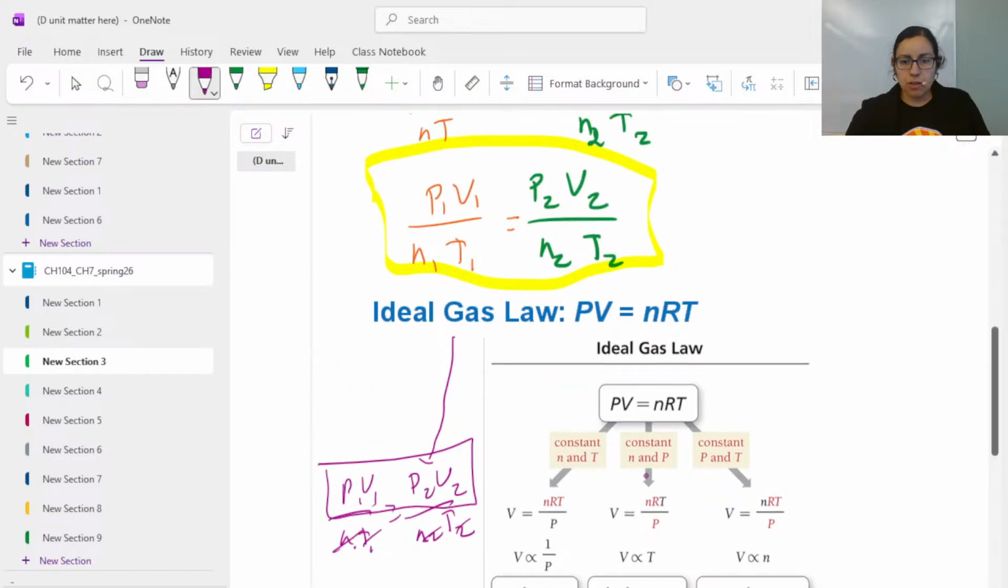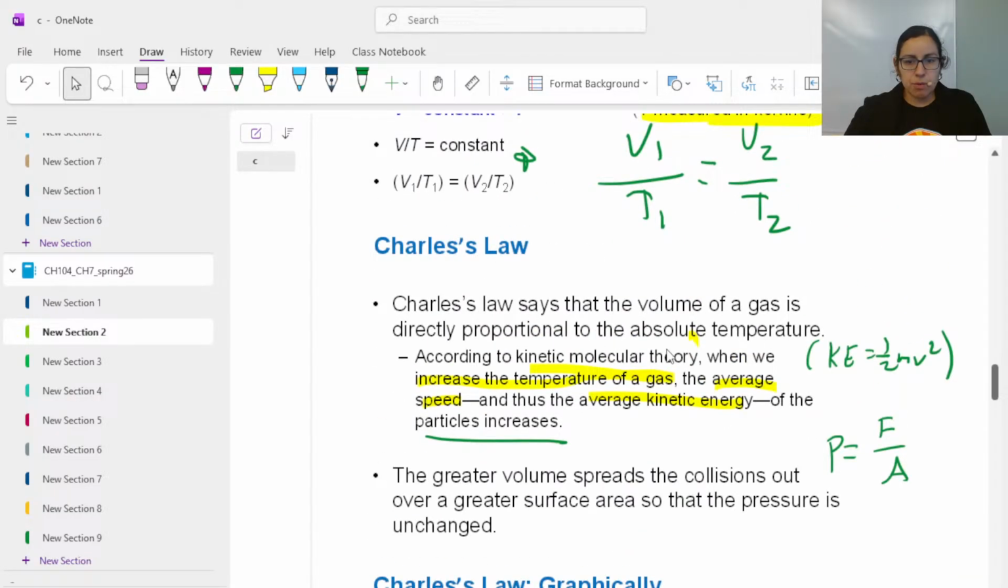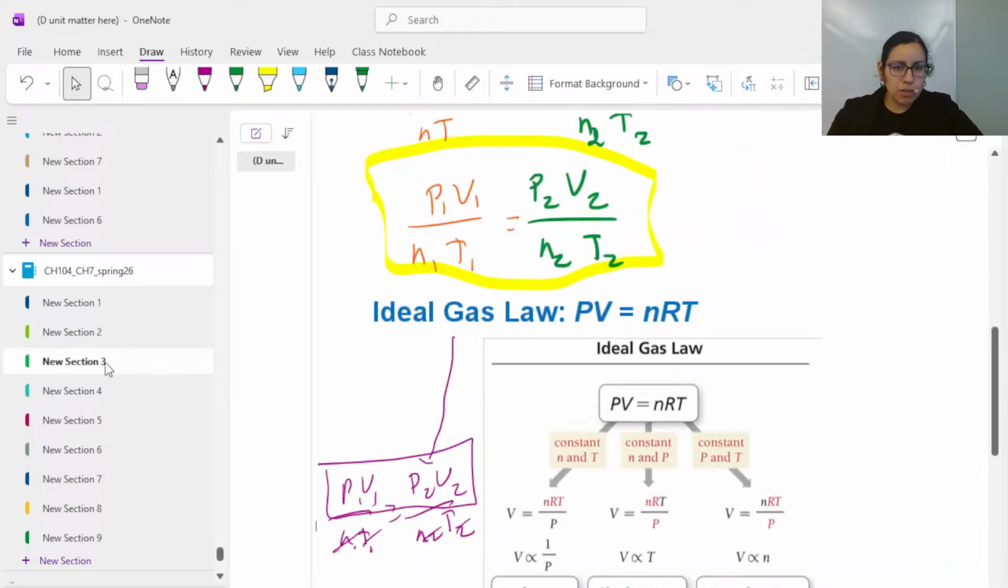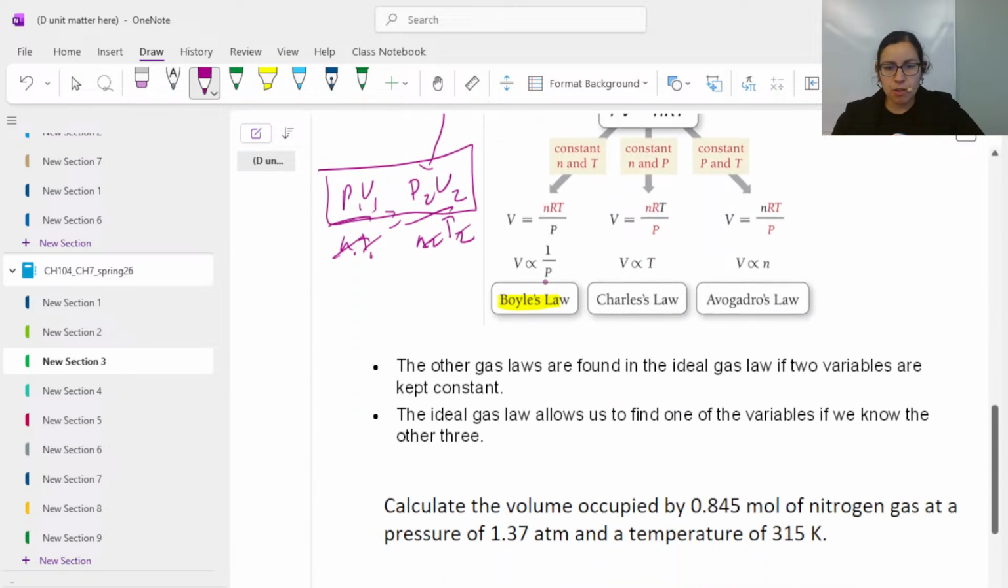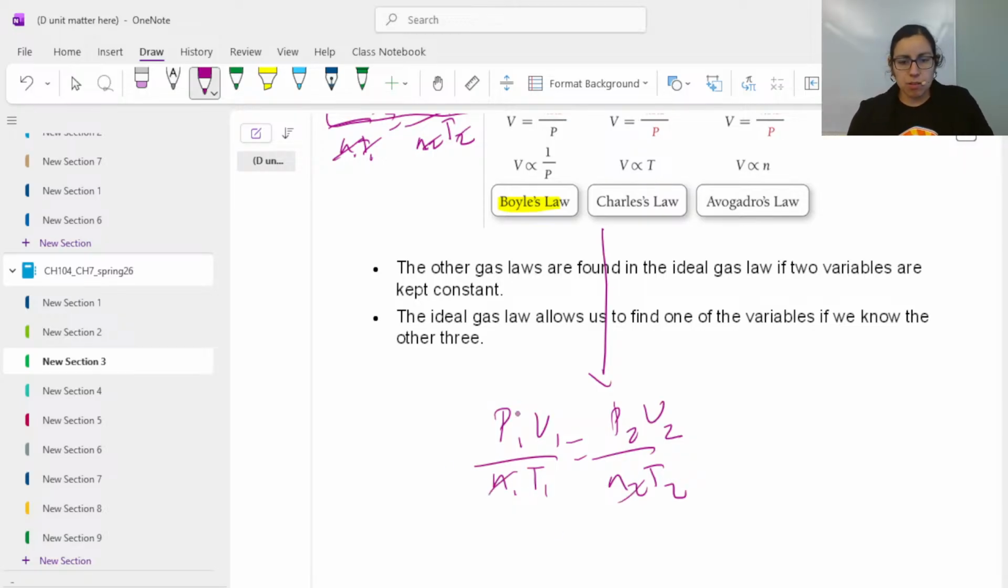Same thing with Charles's law. Here we hold constant the pressure and moles, not temperature. Again, we're just rederiving everything so we can see. P1V1 over n1T1. Then for Charles's law, we hold our moles constant and our pressure constant, and that spits right back out the Charles's law formula.